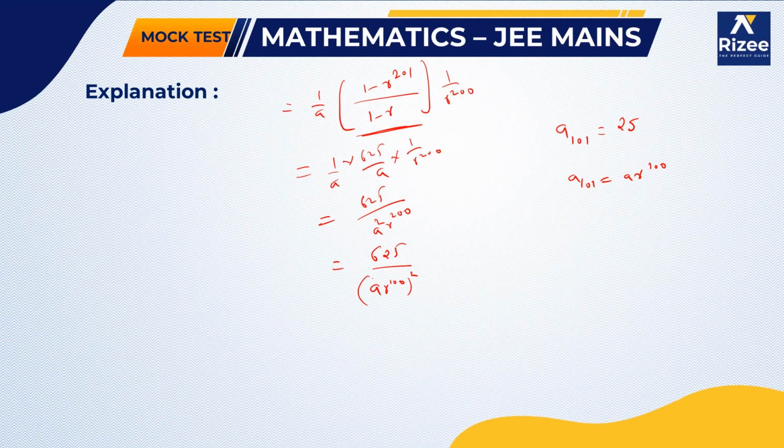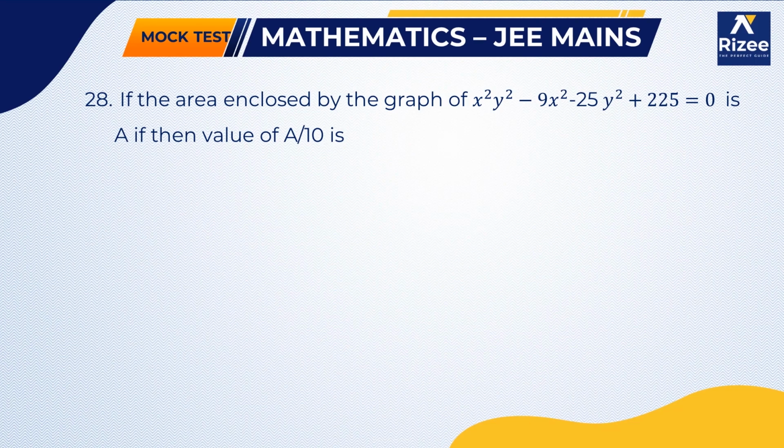The answer is 1. Next question: if the area enclosed by the graph x square y square minus 9x square minus 25y square plus 225 equals 0 is a, then the value of a by 10 is. So x square y square minus 9x square minus 25y square plus 225 equals 0. I am writing x square y square minus 25y square minus 9x square plus 225 equals 0.